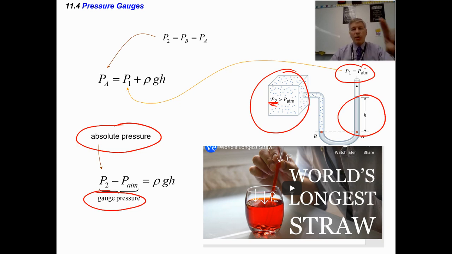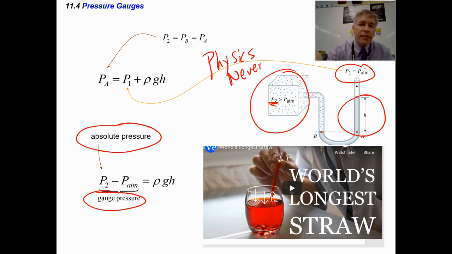Interestingly enough, this all relates to how you actually drink out of a straw. If I am drinking something, most people would say I suck the liquid up the straw. I would argue that you're not actually doing that. Physics never sucks. Write that right there. Physics never sucks.